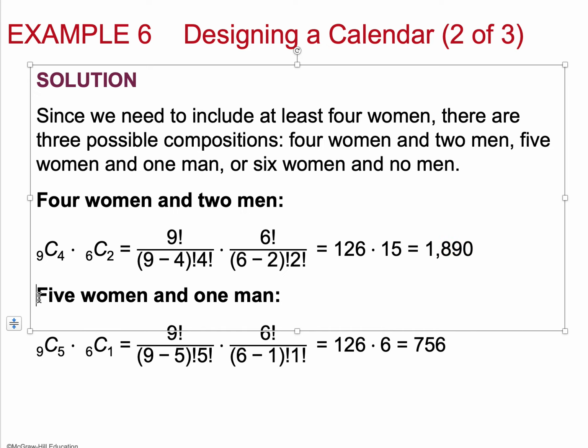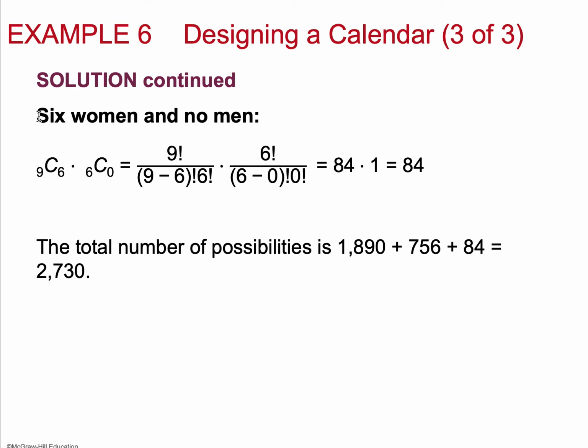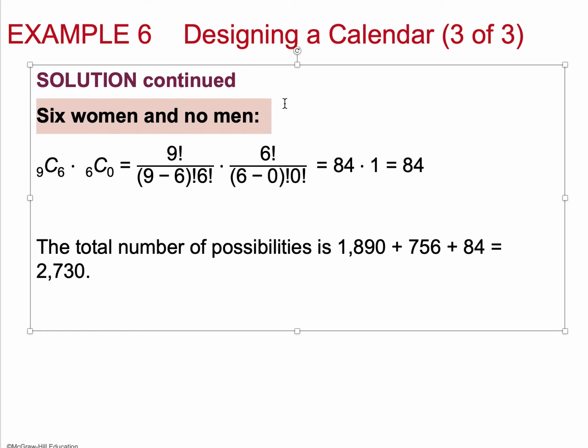I am going to repeat that for 5 women and 1 man, and for 6 women and no men. Once I have all of those counts, I'm going to add them up to get the total number of possibilities. So that's how we're going to combine combinations in with probability.